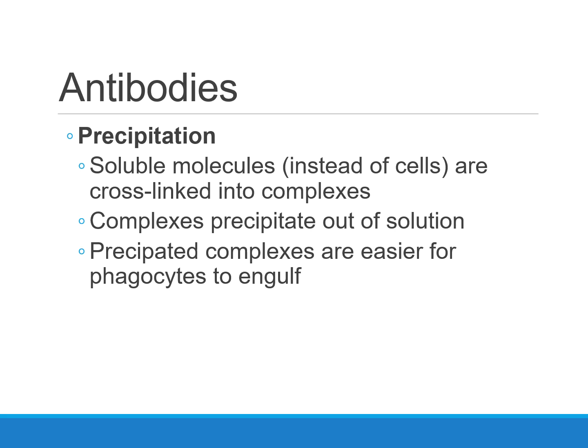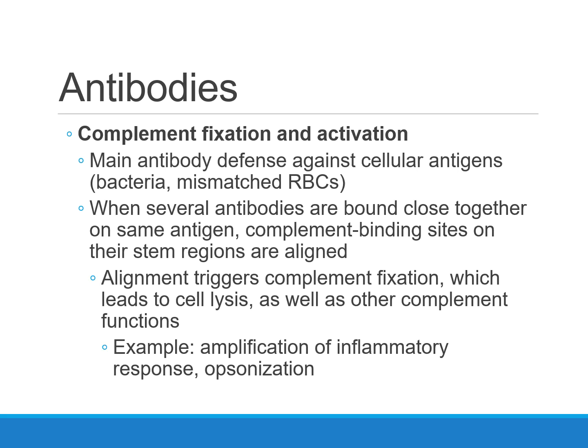Precipitation is when we have soluble molecules instead of cells that are cross-linked into complexes. The complexes precipitate out of solution. They basically rain out of solution, and then the precipitated complexes are much easier for the phagocytic cells to engulf and destroy. And then we also can have complement fixation and activation.